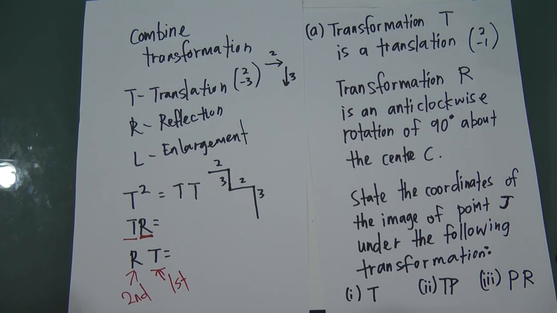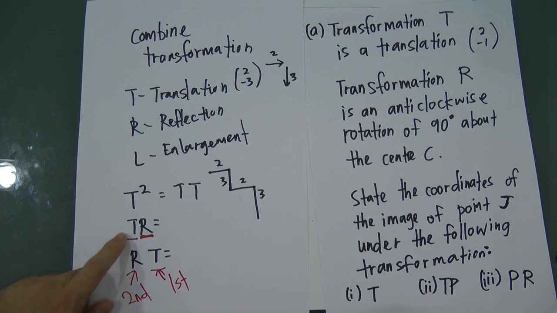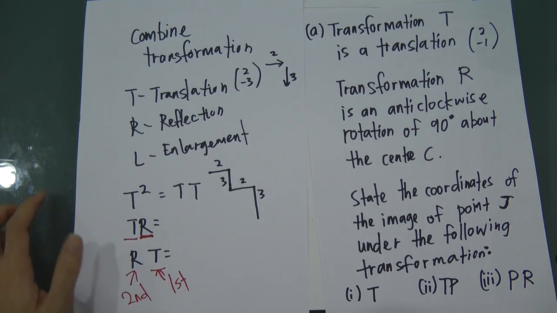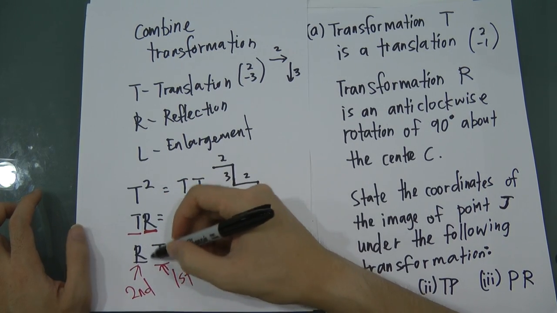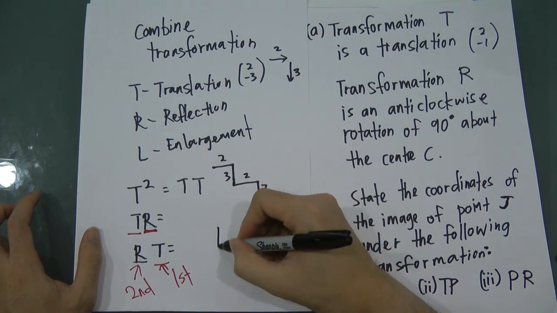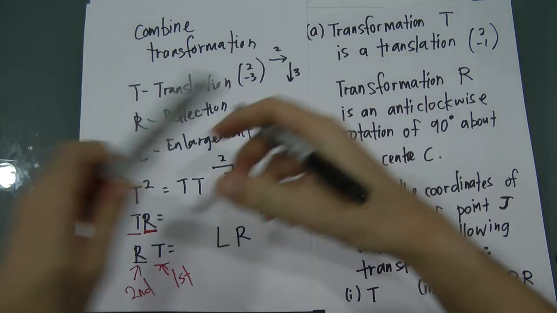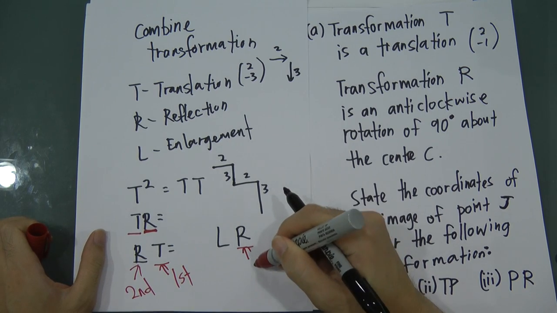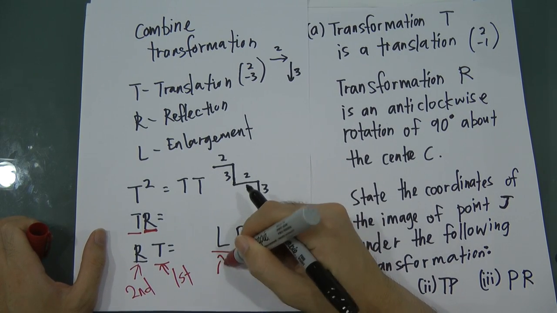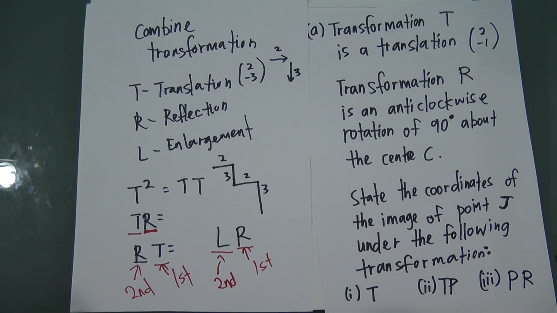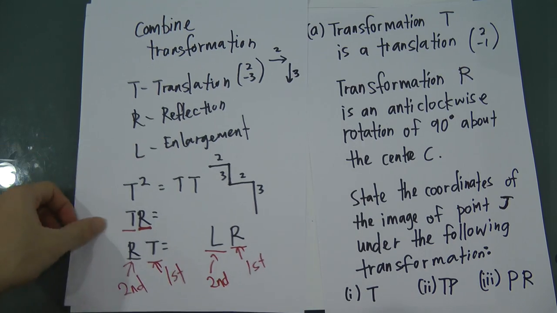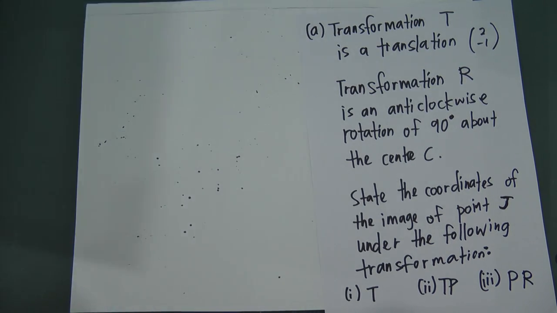This is something students always get confused about. Because it says TR, some students might do transformation T first, then R. That's wrong, because we always need to perform the transformation at the back first. That means we have to perform R first, then T. If you get LR, we know we have to perform R first, then only the enlargement. Alright, this is some basic understanding of combined transformation. So I'm going to start on this question.